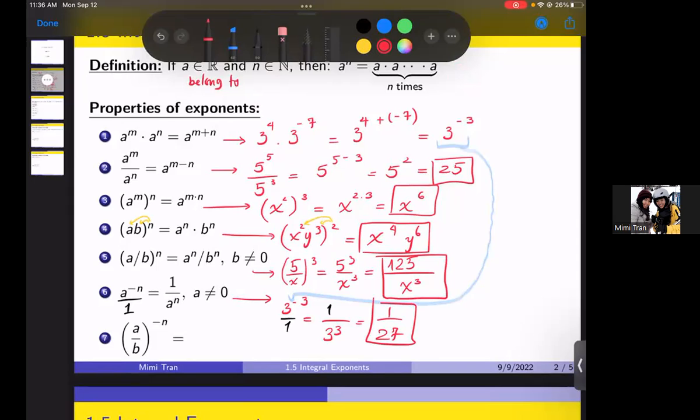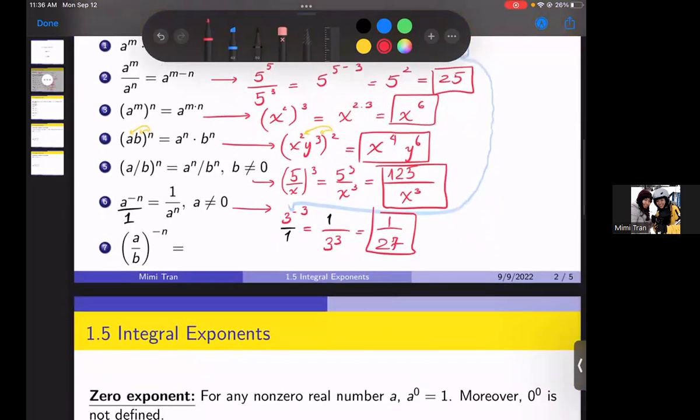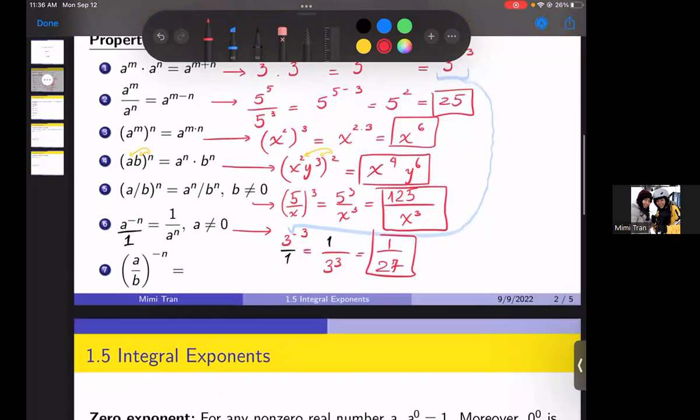Can someone tell me what's rule number 7 based on rule number 6? Okay, so flip, right? So you flip, so b over a, and make sure you turn the power into a positive power.